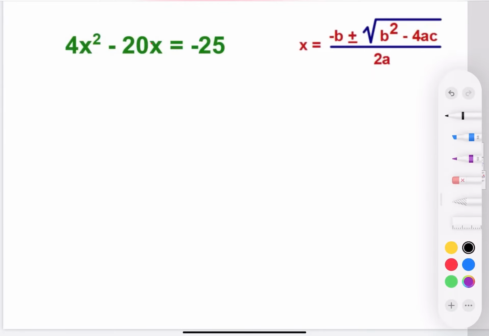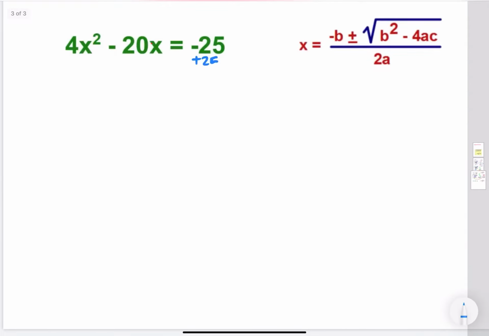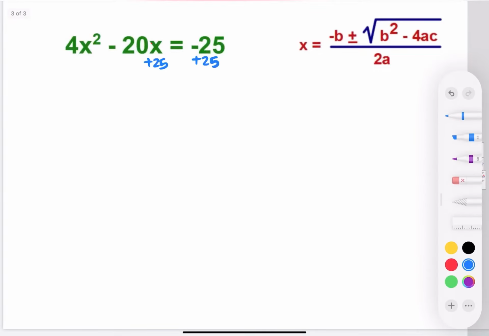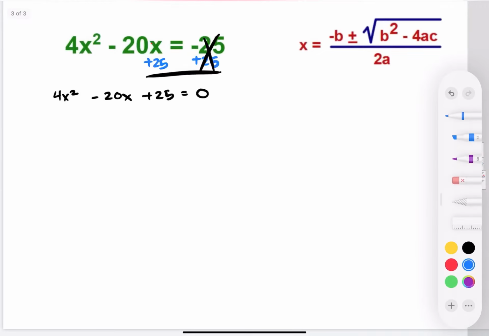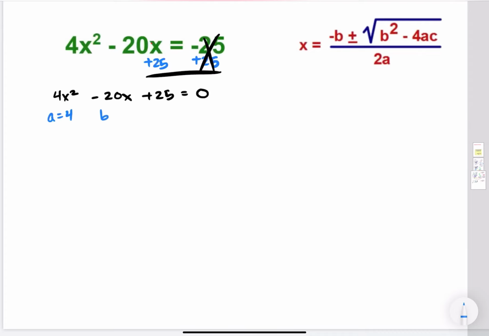So that's the first thing that we want to do, is we want to get it in standard form. So that means I'm going to add 25 on both sides. We want it equal to 0. So that means the 25's on the right will cancel each other out, leaving us with 4x squared minus 20x plus 25 is now equal to 0. All right, now we know what is a, b, and c. So a is equal to 4, b is negative 20, c is 25.